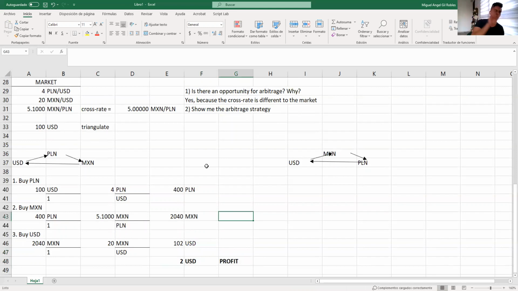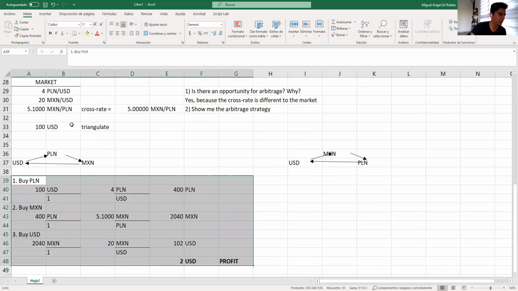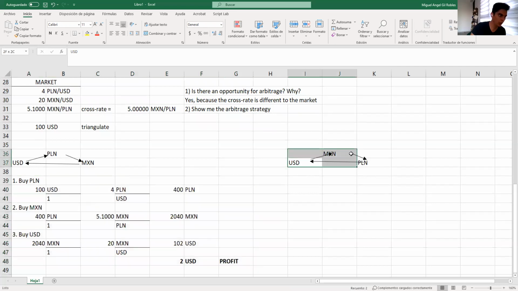So two very important things that you need to remember before I'm finished with this. The first thing that you need to know is that in the other triangle, and this is only for triangular arbitrage, in the other triangle, you will have a loss, okay? So we were lucky because we picked up this one and we got profit. But in the other one, we will have a loss.